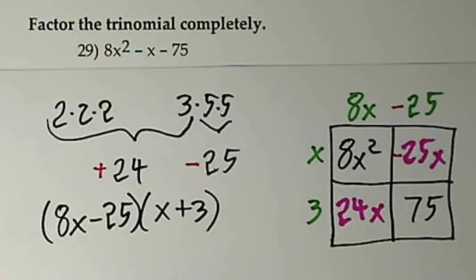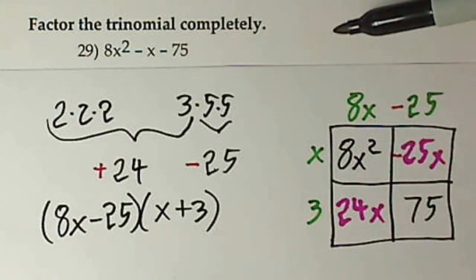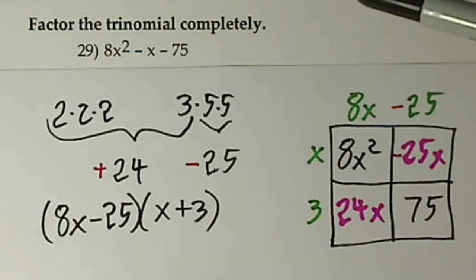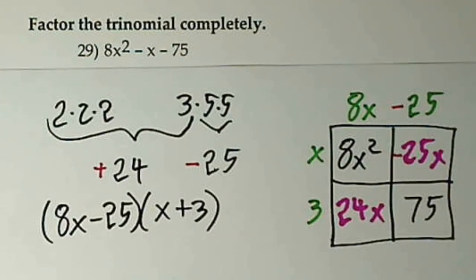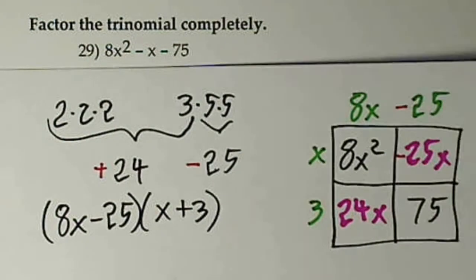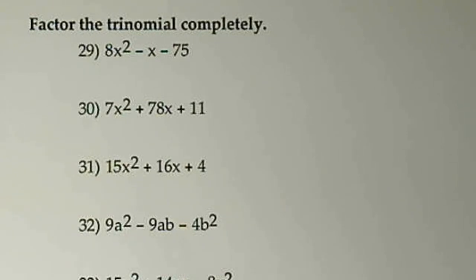Okay? And again, to reiterate, if you just simply multiply 8 times 75, that'll give you 600. If you list all the factors of 600, you'll end up with a 24 and a 25. So there are other ways to get there. I just tried to shorten it a little bit. Okay, so there's 29. We'll take a look at 32.